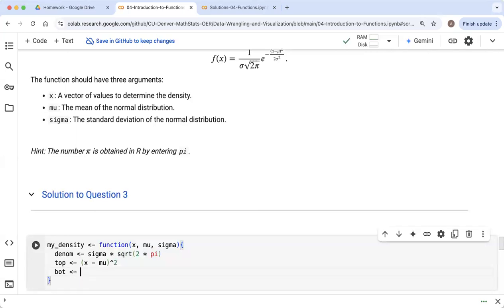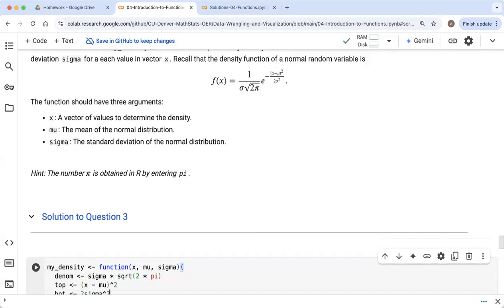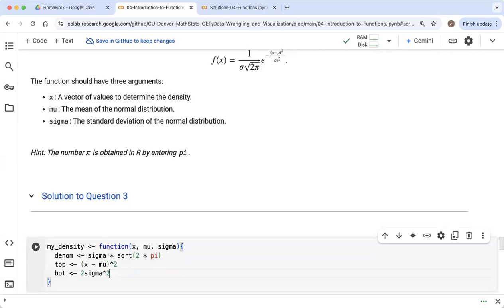On the bottom of that fraction, I have 2. And again, I need to be really explicit here. I can't just type 2 sigma squared because it doesn't know. It just treats that all as one string of letters. And so if I want to multiply the 2 times the sigma squared, I need to explicitly say 2 times the sigma squared. I need to put that multiplication there.